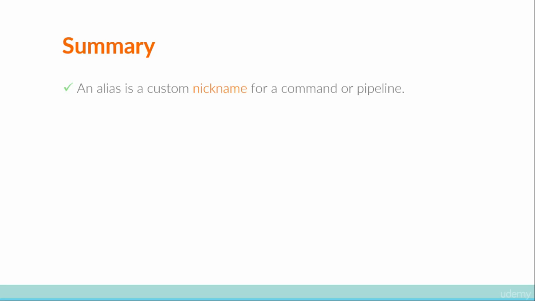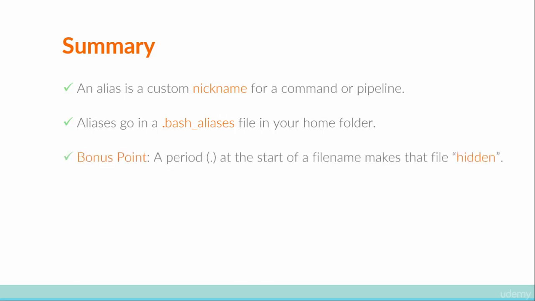So in this video, first of all, you learned that an alias is basically just an easy to remember nickname for a command or a series of commands joined together in a pipeline. Now, to create an alias, you need to first have a file called .bash_aliases, all in lowercase, in your home folder, and that's the file that you actually put your aliases in. And these aliases therefore will be specific to your user.